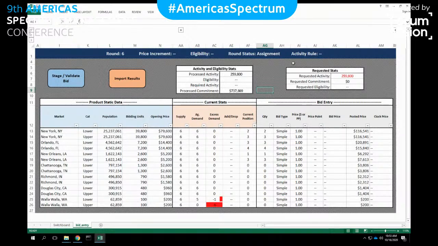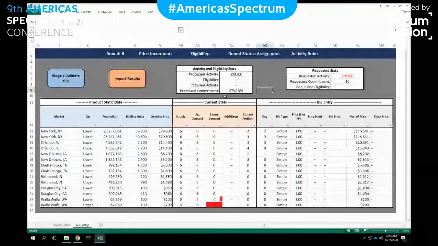Okay, so at this point, our current position is our final position, and we can see our process commitment. That is the final financial exposure that we had faced in this auction. So this covers all the basics that we wanted to go over.